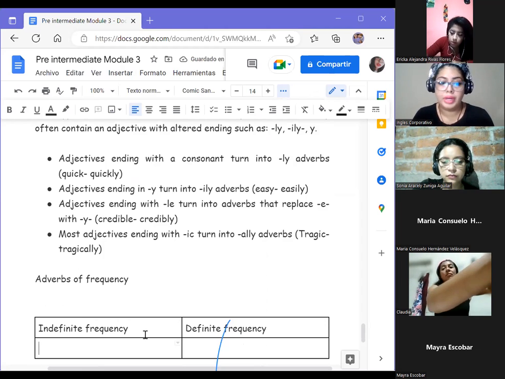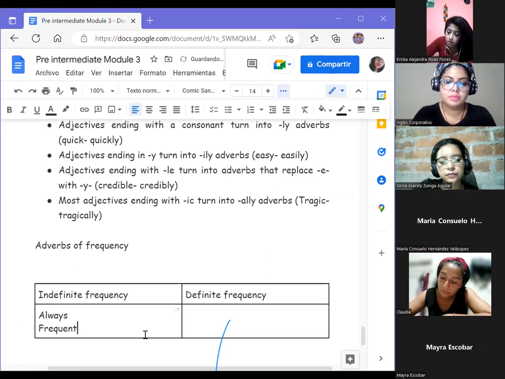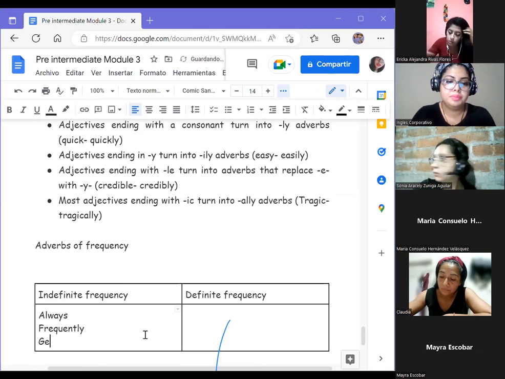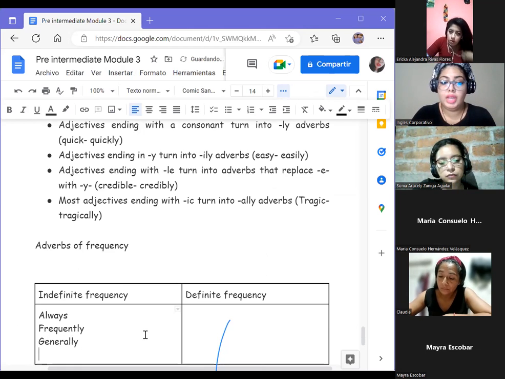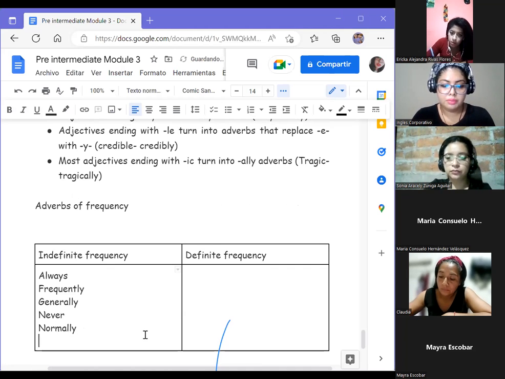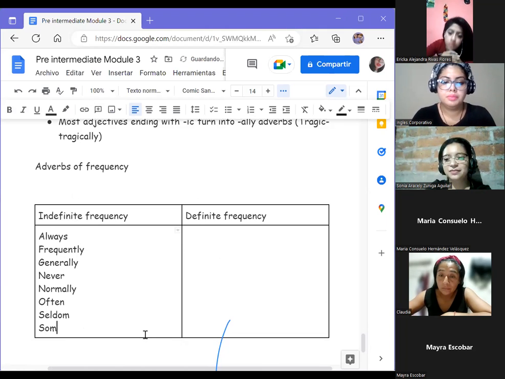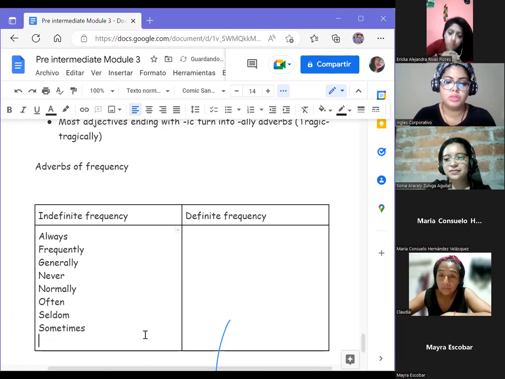In the indefinite, we have always, that is very common, frequently. Then we have generally. Then we have never, again, another very, very common word. Normally, we have often, seldom, sometimes, and usually. In this case, we don't have all the words that we are going to use for indefinite frequency.